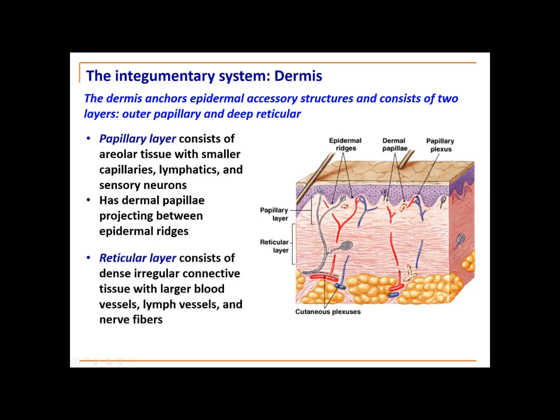And the reticular layer consists of dense, irregular, as you can see in this image, connective tissue. It has some larger blood vessels as they get smaller as they move into that papillary layer. So we're starting to form the capillaries there. It contains the lymph vessels and it contains the nerve fibers. And the whole layer contains collagen, elastic fibers, and connective tissue proper.